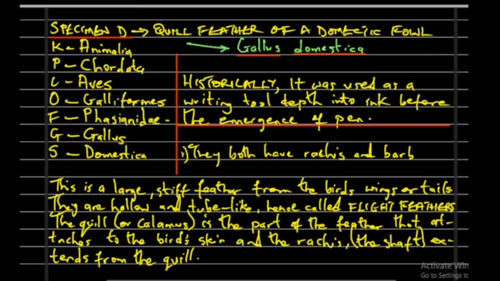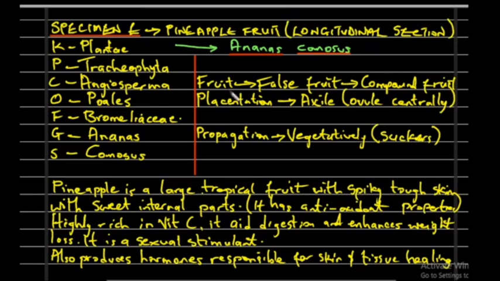And then going to the next specimen now, which is our specimen E. That is the pineapple fruit, the longitudinal section of the pineapple fruit. The kingdom is Plantae, the phylum is Tracheophyta, the class is Angiosperma, the order is Poales, the family is Bromeliaceae, then the genus is Ananas, and the species is Comosus. That is the scientific classification, or the binomial classification of this organism. And from this we have Ananas comosus to be the scientific name of this particular specimen.